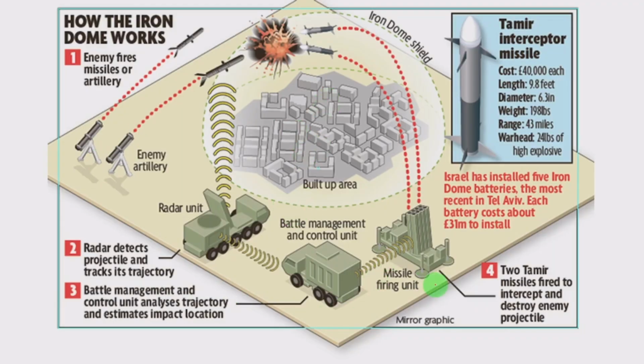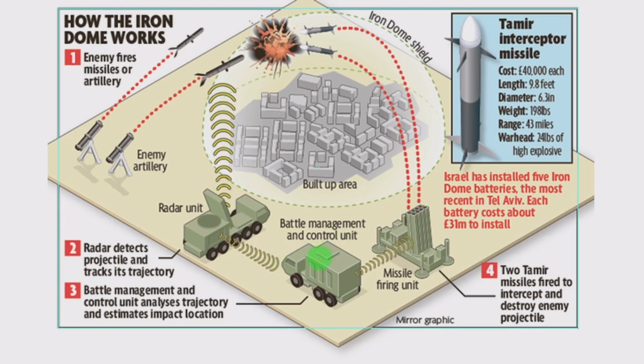Here this system shows Israel's Iron Dome system. It consists mainly of three components. One is a radar unit. That radar unit detects the projectile and tracks its trajectory. Whatever enemy artillery or missile enters the Israeli airspace, that projectile will be detected, and the trajectory will be tracked using the radar unit, and the radar unit sends whatever information it received to the battle management and control unit, BMC.